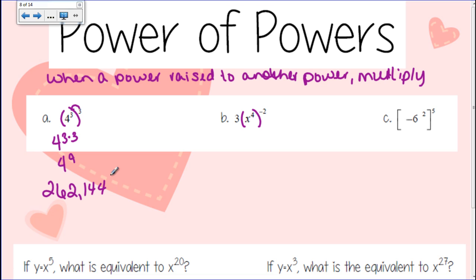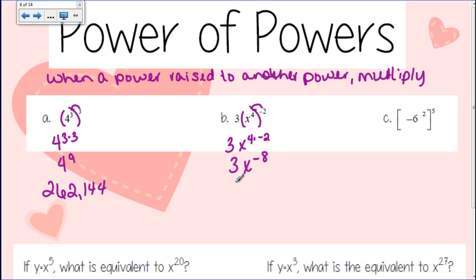Now part B here is just a little bit different. I have 3 times x to the 4th to the negative 2 power. Well, the only thing that's being raised to a power is the x to the 4th, not this 3 right here. And so the only thing that this negative 2 is going to get distributed to is the 4 that's in there with the x. The 3 stays out here, so I have 3, and then I'm going to multiply these exponents, so I have x to the 4 times negative 2, which becomes 3x to the negative 8.